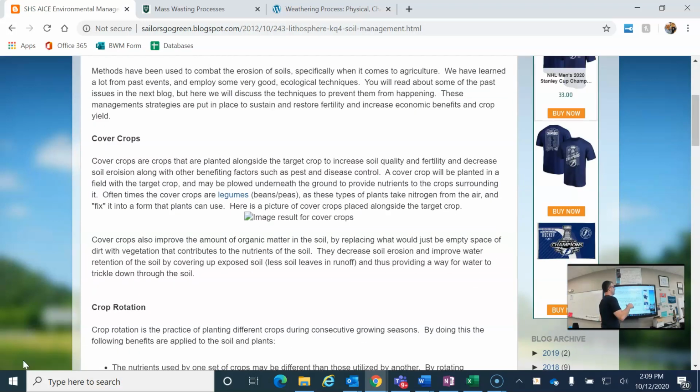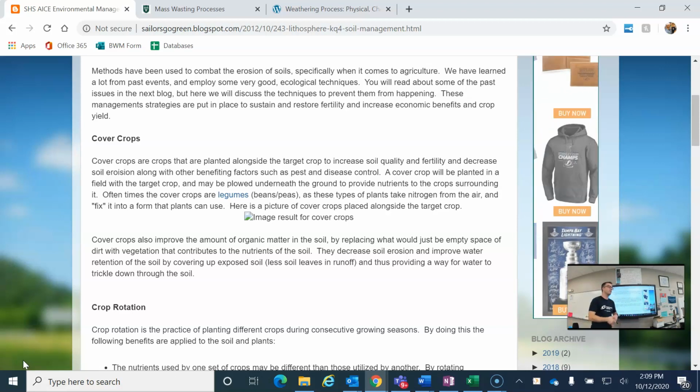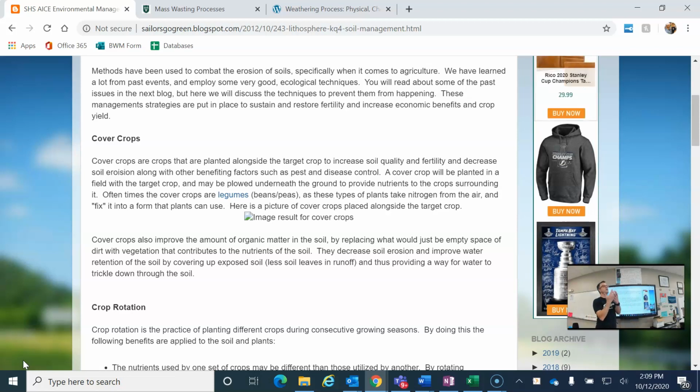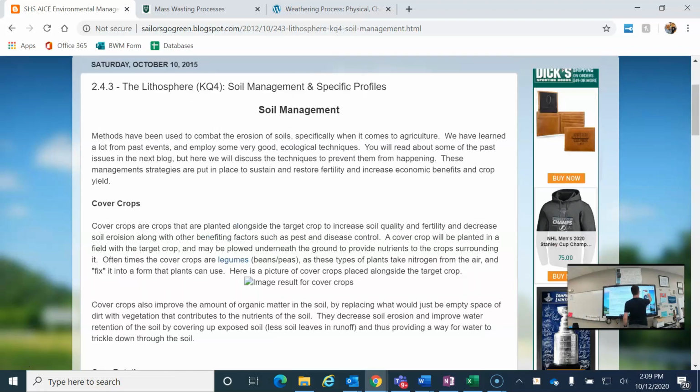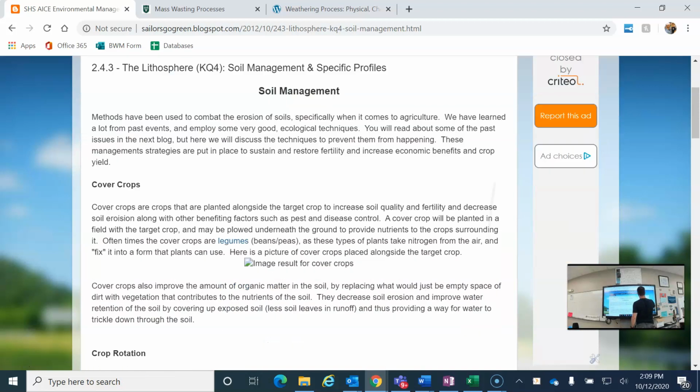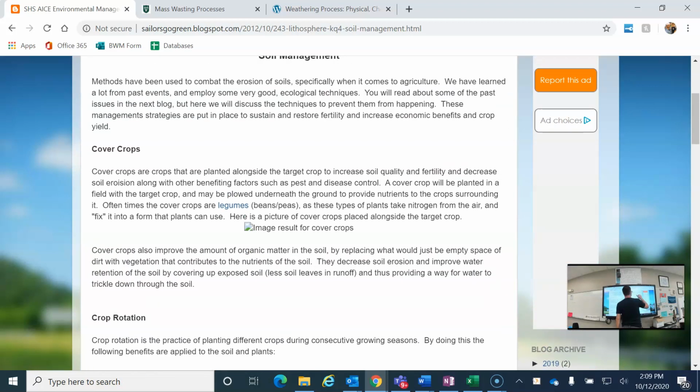Then what you can do with a cover crop is, in between those rows, instead of planting another of the same crop, which is going to have the same root length and take the water and all the nutrients from the same level, you can actually put cover crops in there to cover the soil, less exposure, and also these cover crops can provide nutrients back into the soil that the other crops need. A cover crop will be planted in the field with the target crop and may be plowed underneath the ground to provide nutrients to the crops surrounding it.